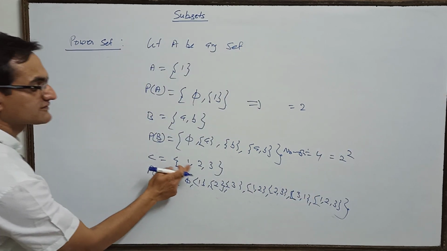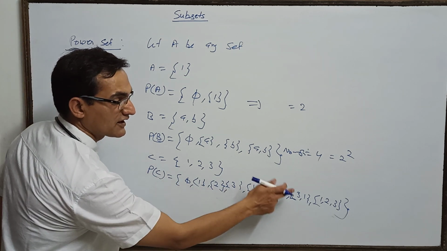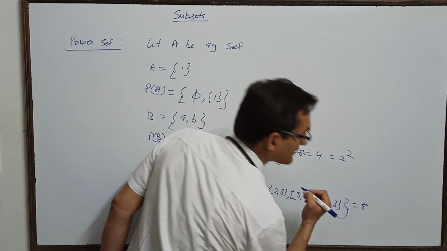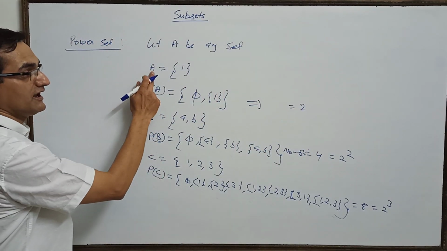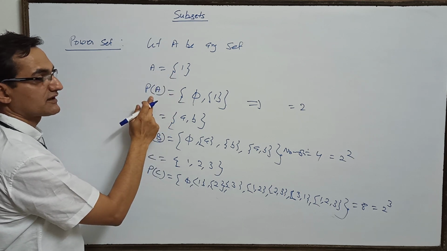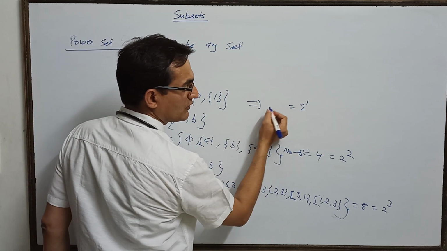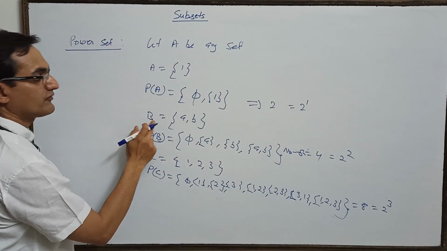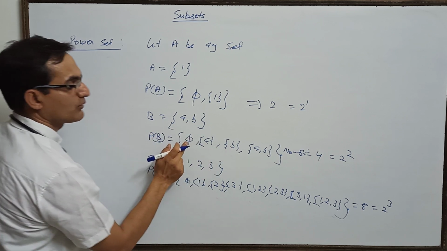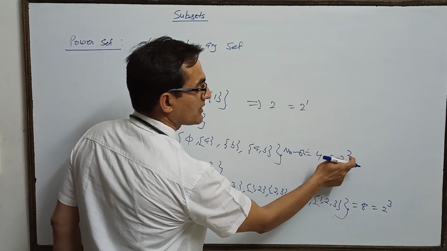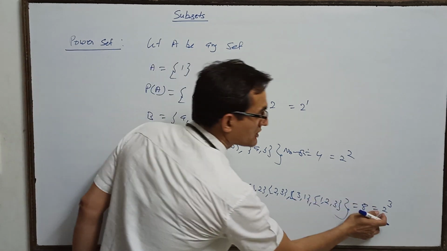Now, if C has 3 elements, then the power set of C has how many subsets? 1, 2, 3, it's 8. 8 you can write as 2 to the power 3. It means if A has 1 element, the number of subsets is 2, that is 2 to the power 1. If B has 2 elements, it has 4 subsets, 2 to the power 2, and if there are 3 elements, the number of subsets will be 2 to the power 3.